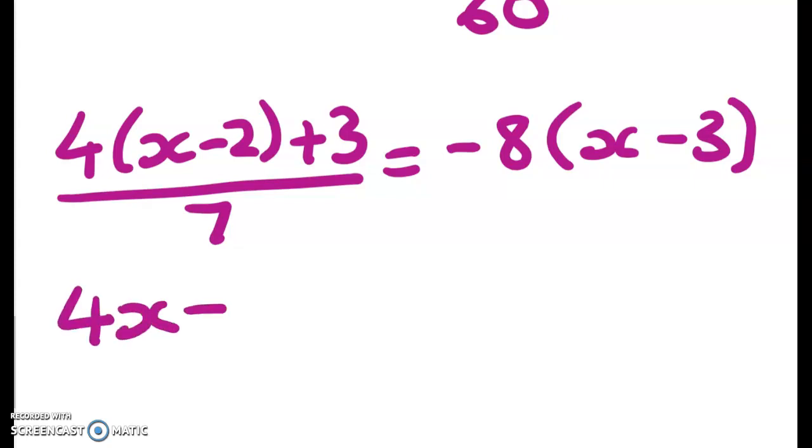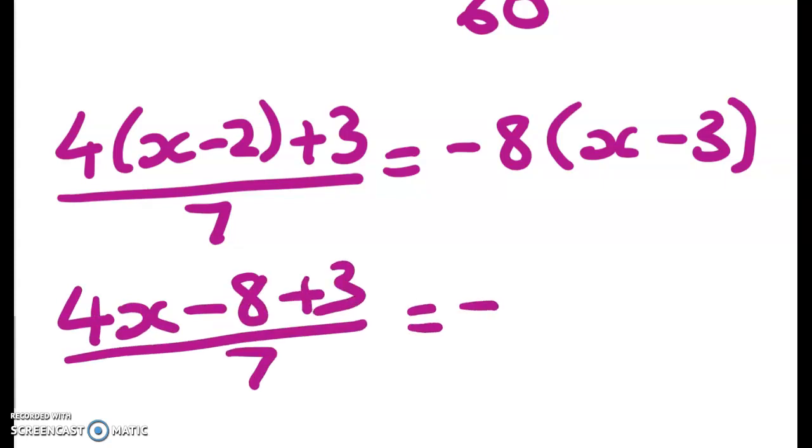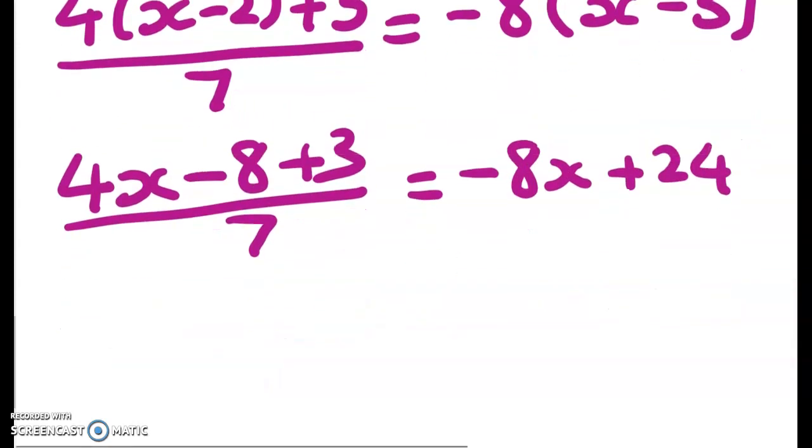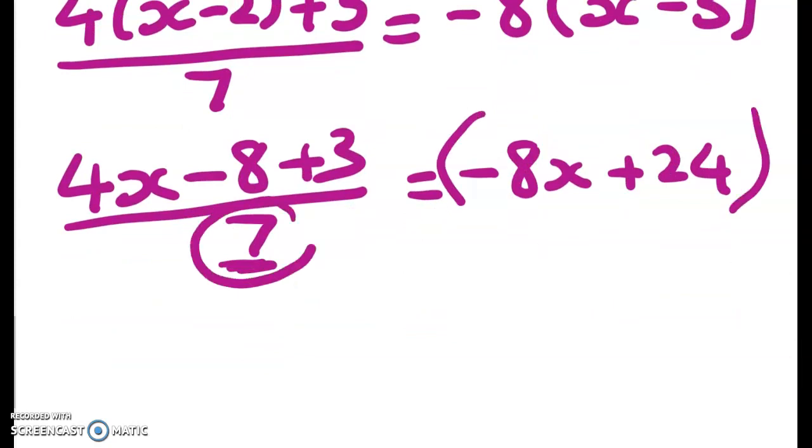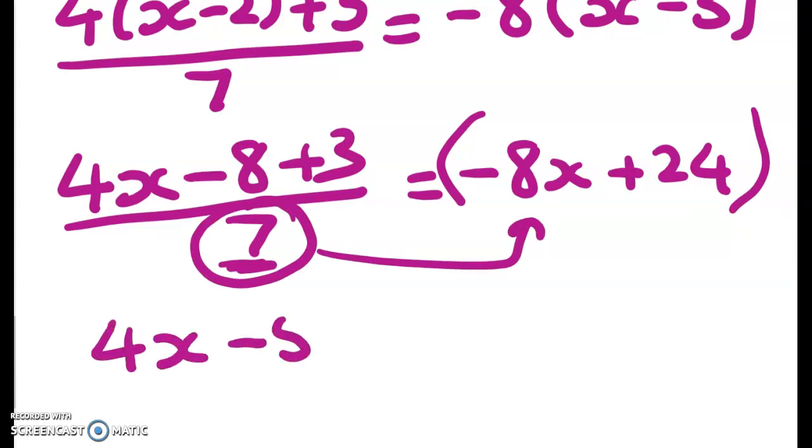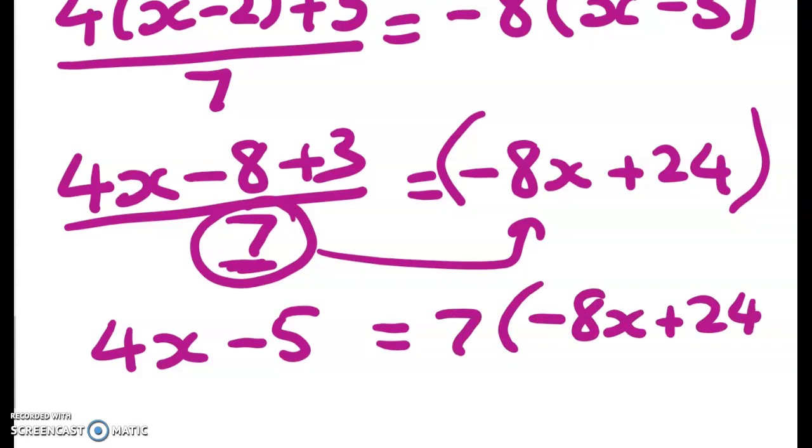We've got 4x minus 8 plus 3 over 7 is equal to negative 8x plus 24. And now I'm going to multiply both sides through by 7. I have to treat this as being inside a bracket, right, so I need to multiply all of this by 7. On the left-hand side, I've got 4x take away 5. And on the right-hand side, I've got 7 times negative 8x plus 24.